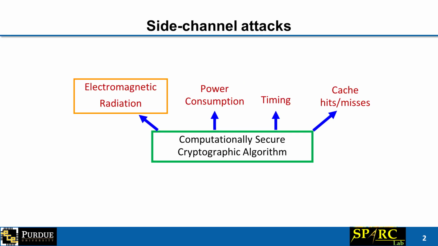To provide security and confidentiality of data, several cryptographic algorithms have been designed which are mathematically secure. However, these algorithms are implemented on a physical substrate which leak critical information in the form of correlated fluctuations in electromagnetic radiation, power consumption, or timing, leading to side channel attacks, allowing an attacker to extract the secret key.